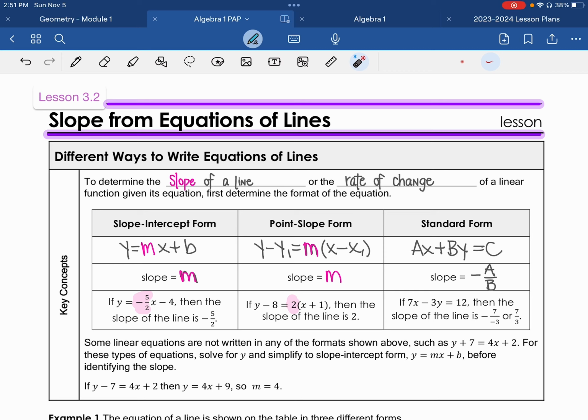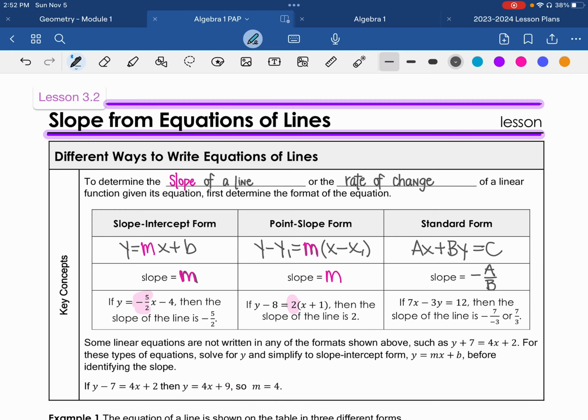Some linear equations are not written in any of the forms shown above, such as this form right here. For these types of equations, you need to solve for y and simplify to the slope-intercept form, y equals mx plus b. This is always a good form to simplify to. It is the easiest of the forms to find slope. If we take this other form that they gave us, we can simplify it to this, seeing that our slope is in fact 4.